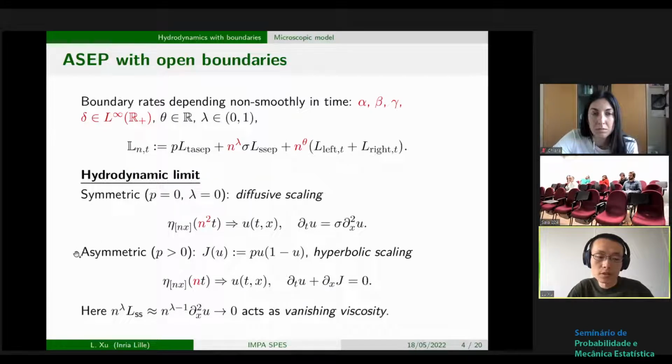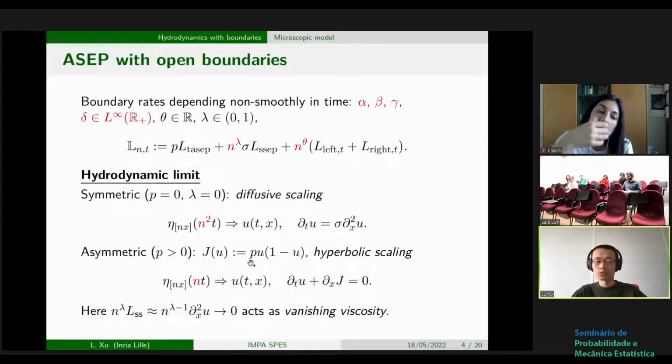And if the system is asymmetric, so P is positive, then the system will perform a strong flux from left to right. The formula is P times u times 1 minus u. And we need to consider the hyperbolic scaling. So here it is nt and x. And the particle density evolves with this hyperbolic conservation law: partial t of rho plus partial x of j is 0.